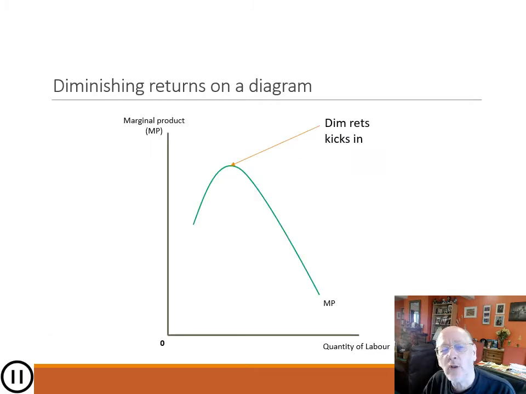So how do we show this on a diagram? Well, initially, marginal product goes up because of division of labour and the workers working well together. But at some point, that rate of increase stops, and it's at that point that diminishing returns sets in. So it's like an inverse tick.